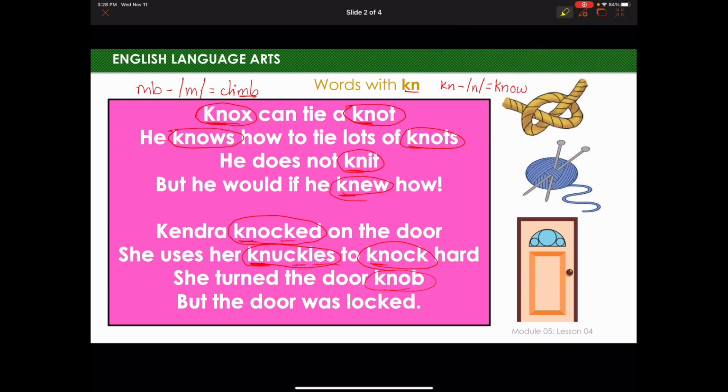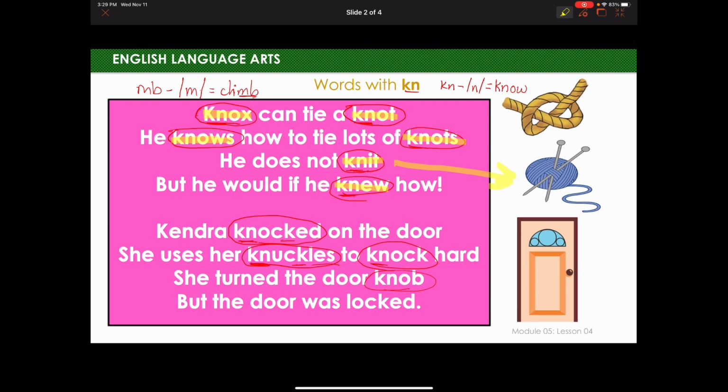Now that we know what it says, let's read it again to understand what it means, okay? Knox can tie a knot. He knows how to tie lots of knots. He does not knit, but he would if he knew how. So who is the main character of this paragraph here? Knox, right? And what does Knox know how to do? He can tie knots. But what is something that Knox cannot do? Knit. You're right. Knox does not know how to knit. This is knitting right here. They do it with a ball of yarn and needles.